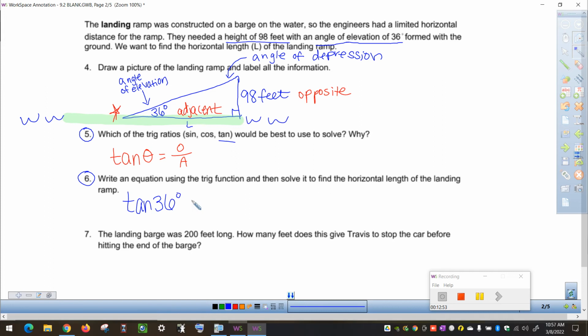So we've got tan 36 degrees is equal to 98 over L, and I'm just going to call it L for the side that we are looking for. You could put an X there. Some people put an A there for adjacent. That's fine. We're still going to get the same numerical answer at the end. But notice how this time, the variable, the piece that we're solving for, is actually in the denominator. That's going to cause a slight change in how we end up solving for it.